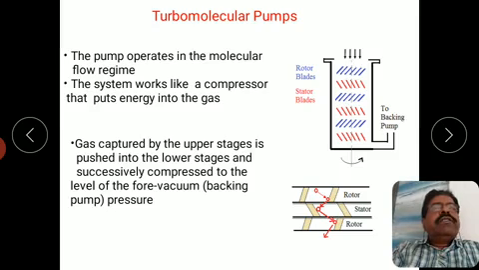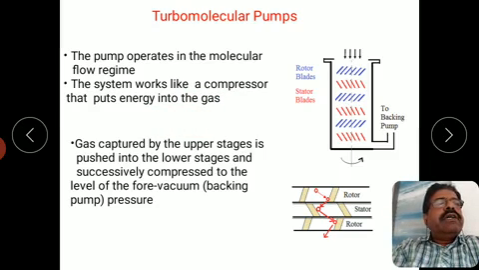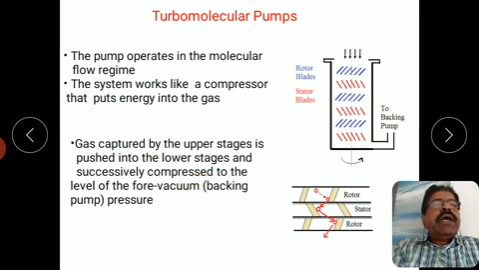You can see this system works like a compressor that puts energy into the gas. The mechanical energy, from continuously rotating these rotors, is imparted to the gas molecules. The gas captured by the upper stage is pushed to the lower stages successively and compressed to the level at which it is given to the fore vacuum pump. The fore vacuum pump is the backing pump.